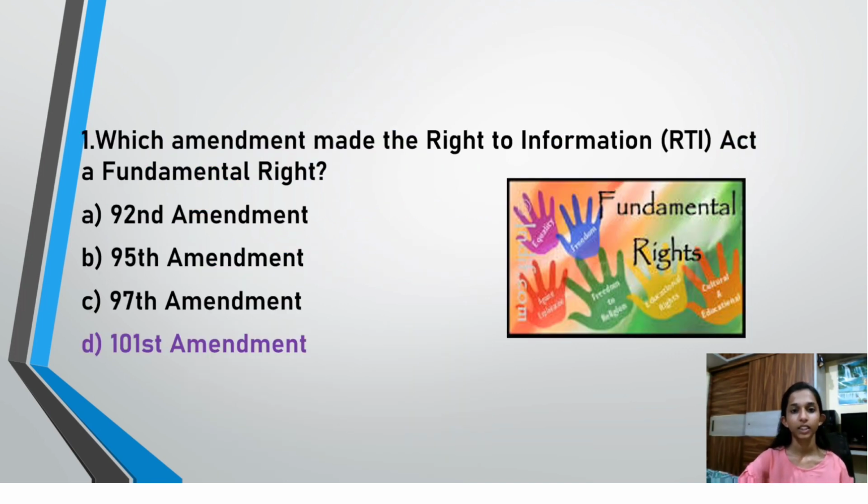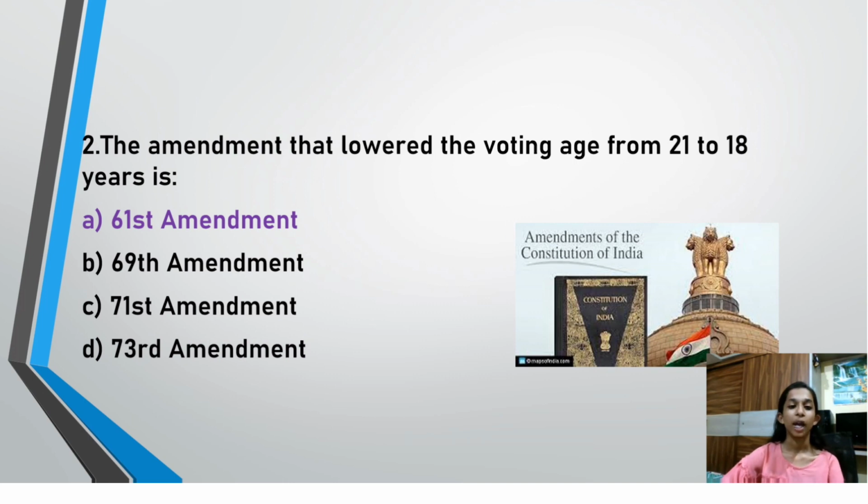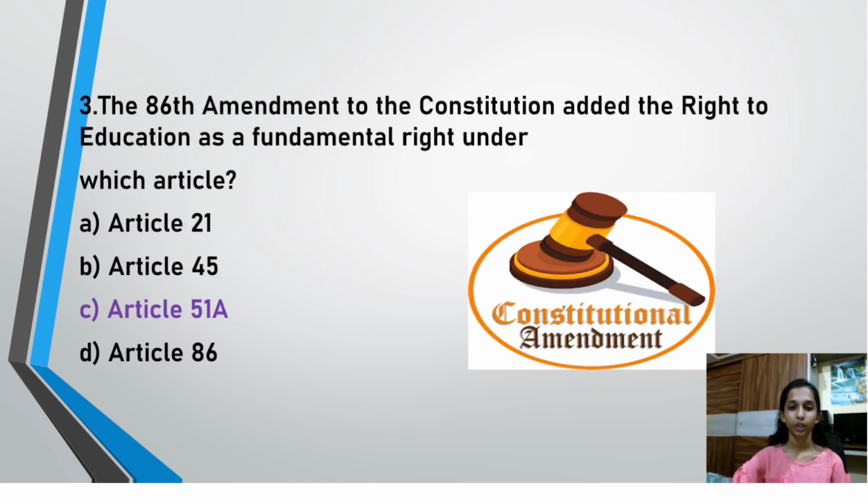Let's solve few questions. Which amendment made the right to information, that is RTI Act, a fundamental right? That is 101st Amendment, which made right to information as a fundamental right. The amendment that lowered the voting age from 21 to 18 years is 61st Amendment. Every voter should know this. The 86th Amendment to the Constitution added the right to education as a fundamental right under which article? The answer is Article 51A. This is my favorite amendment because everyone deserves to get education.